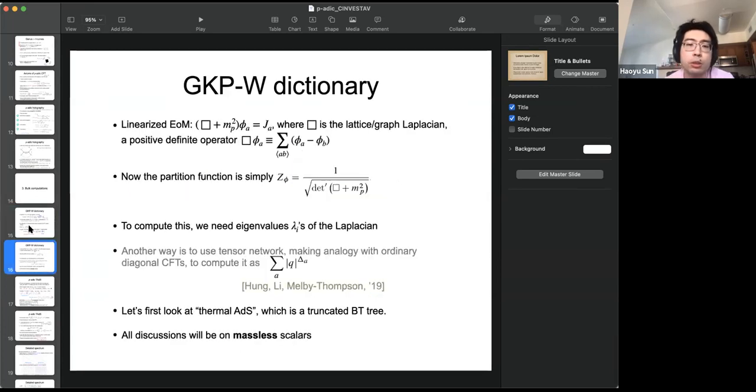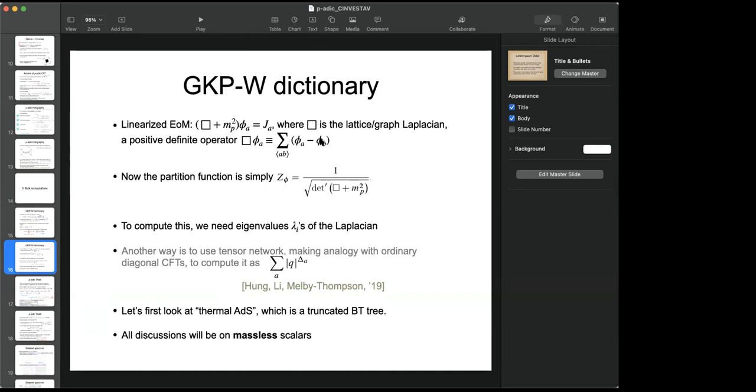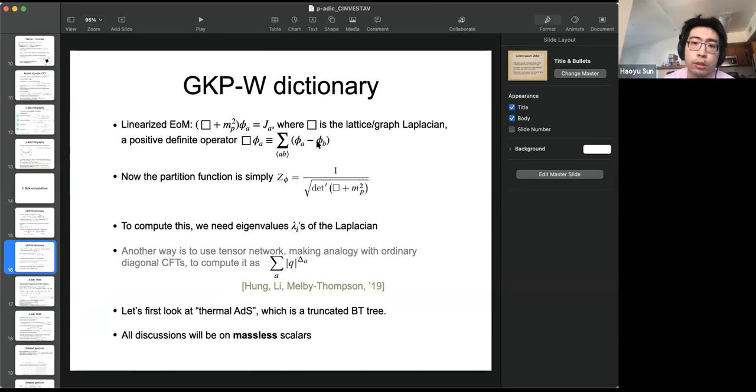And then the linearized equation of motion is as follows, where the box operator is the lattice or graph Laplacian, which is a positive definite operator defined as follows. So for vertex A, you sum over the differences between the field value at A and all the adjacent field values. And now the partition function is simply 1 over the square root of the determinant with 0 modes deleted. To compute this, we need the eigenvalues lambda I of the Laplacian. First we'll focus on the massless case, so M can be ignored in our following computation.